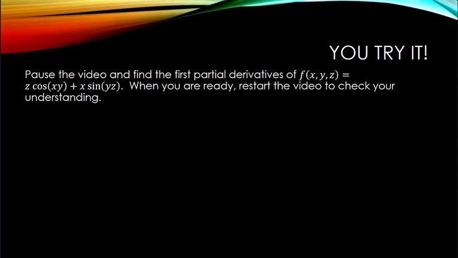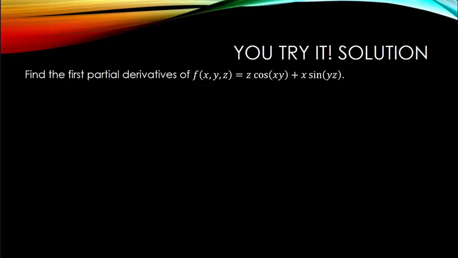Now you get to try it. Pause the video and find the first partial derivatives of the function f of xyz is equal to z times the cosine of xy plus x times the sine of yz. When you're ready, restart the video to check your understanding. We're only taking a first partial derivative, but we have to take the first partial derivative with respect to x, and the partial derivative with respect to y, and the partial derivative with respect to z.